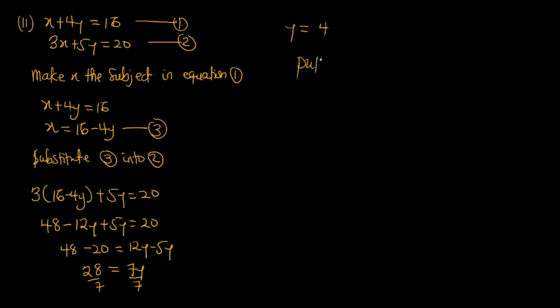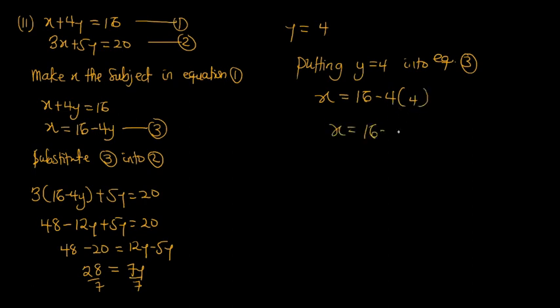Now, putting back y is equal to 4 into equation 3, I have x is equal to 16 minus 4 into bracket the y value, which is now 4. I have x is equal to 16 minus 4 multiplied by 4, which is 16. So my x is equal to 16 minus 16, which gives me a value of 0. So my x is 0, my y is 4.